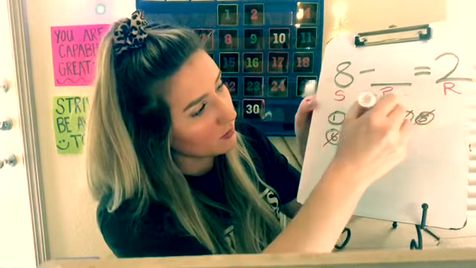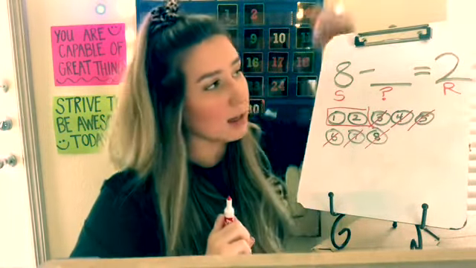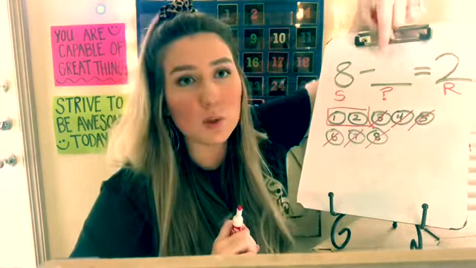So, my answer is not 2, right? We are already given that information. My answer is what is missing in this problem, and that's how many we took away. We took away 1, 2, 3, 4, 5, 6. So my equation should be 8 minus 6 equals 2.